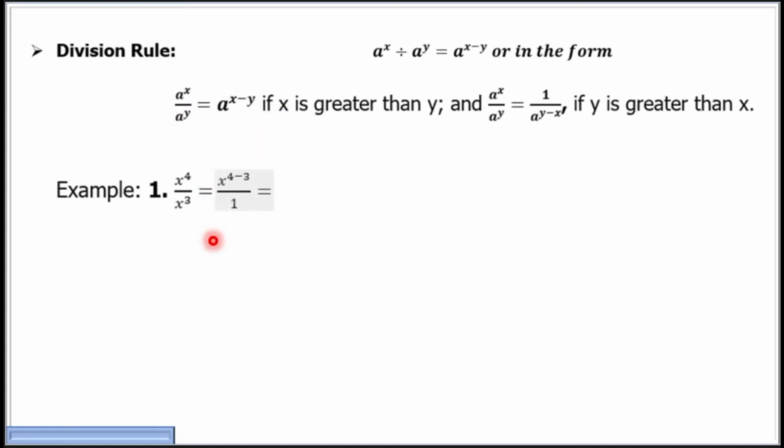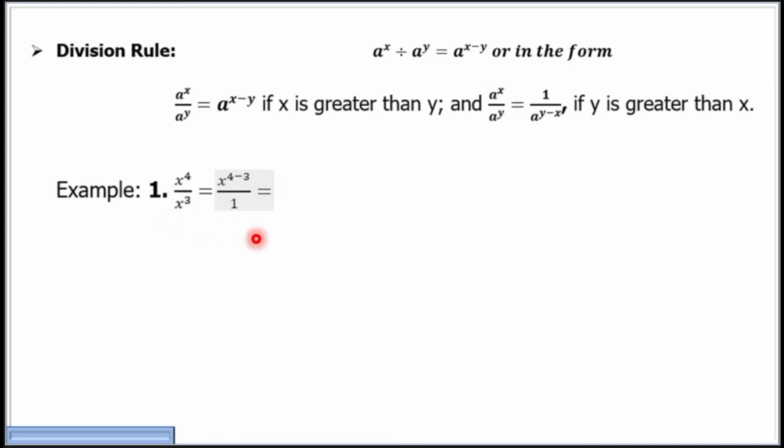It will become x raised to the power of 4 minus 3. Ato nang i-evacuate si 3 diri as a numerator, atong i-subtract ni 4. Ang nabili nila diri is 1. Sir, kung 1 na man na, dihay numerical coefficient nga 1 automatically niya. So if 1, pwede magdili na nato isuwat.